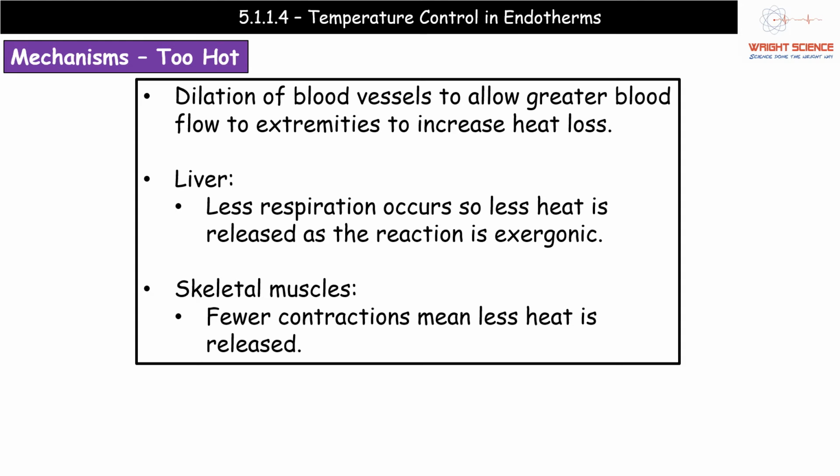We're also going to see some changes in the liver. So the liver is very metabolically active, and we will see that in other bits of Module 5. And what we're going to see here is we're going to reduce the amount of respiration occurring. Respiration is exergonic, and that means it releases heat energy, and therefore less respiration, less heat energy being released. Skeletal muscles will also contract less, and again ties into less respiration, therefore less heat energy being released.